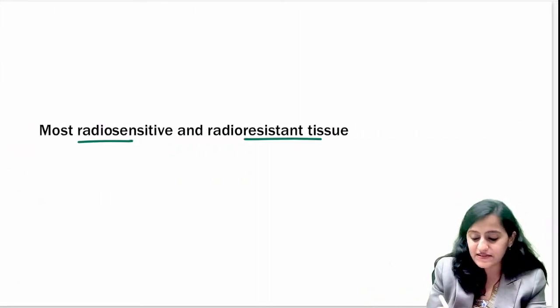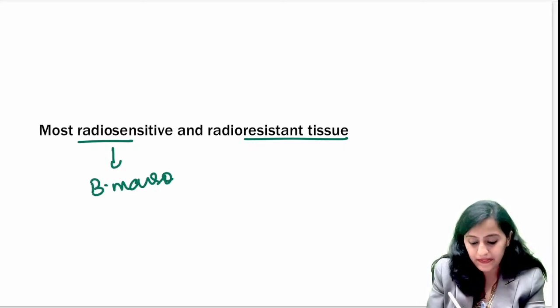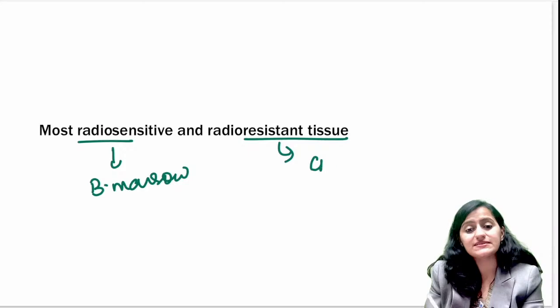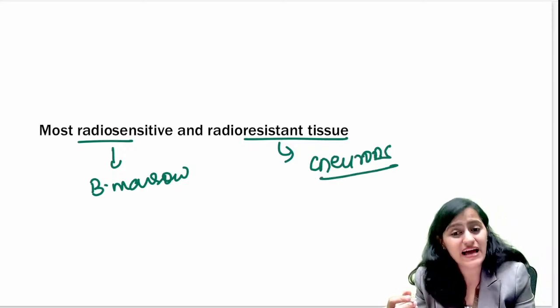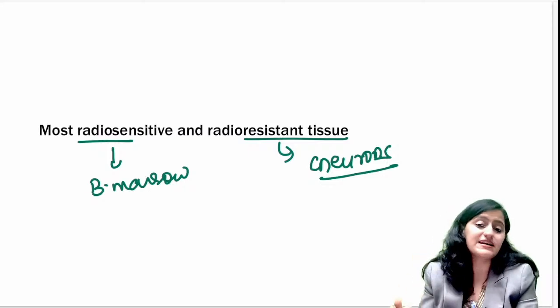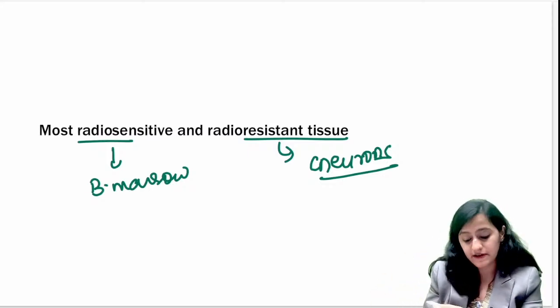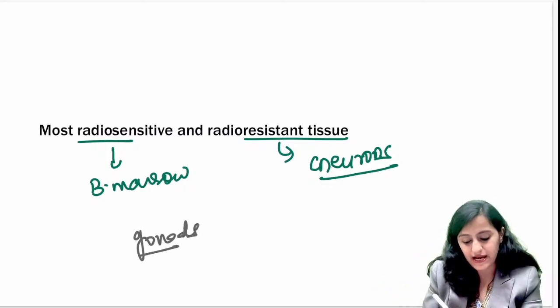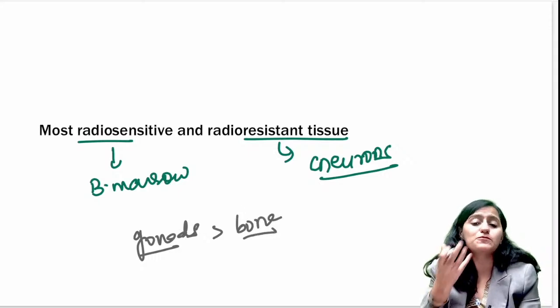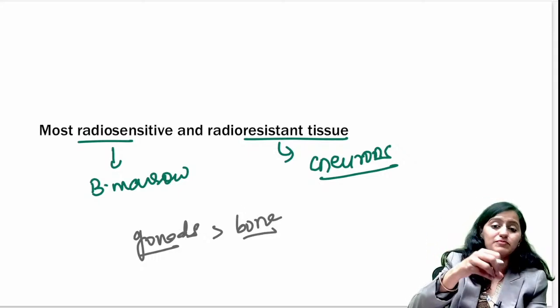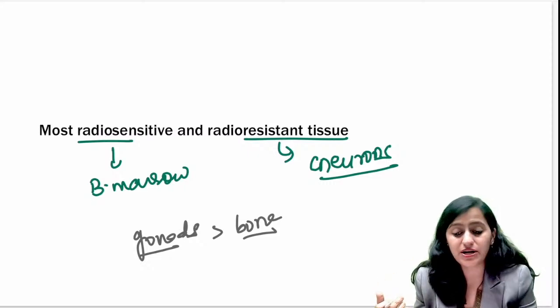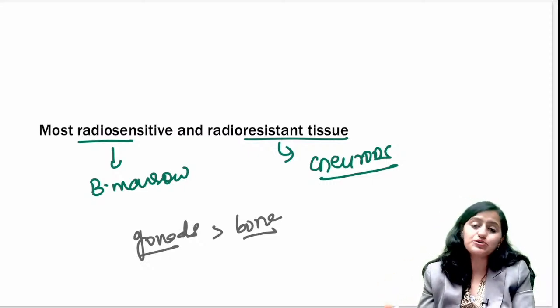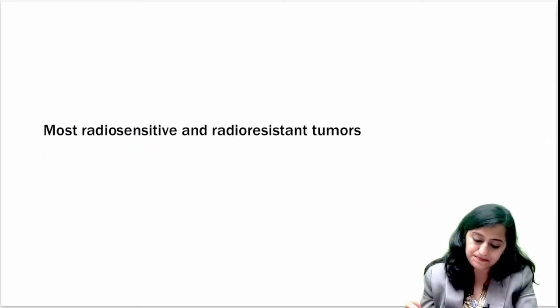Most radiosensitive and most radioresistant tissue. This is bone marrow, right? And the resistant is the neurons. The neurons are the most resistant. If you have gonads in the option, you have bone in the option, and they ask you which of the following is most sensitive, then the answer is going to be gonads. Because when you talk about bone per se, you are not just talking about bone marrow, but the bone cortex as well. Bone marrow is sensitive, bone cortex is not that much sensitive. So gonads will be a better answer than the bone.